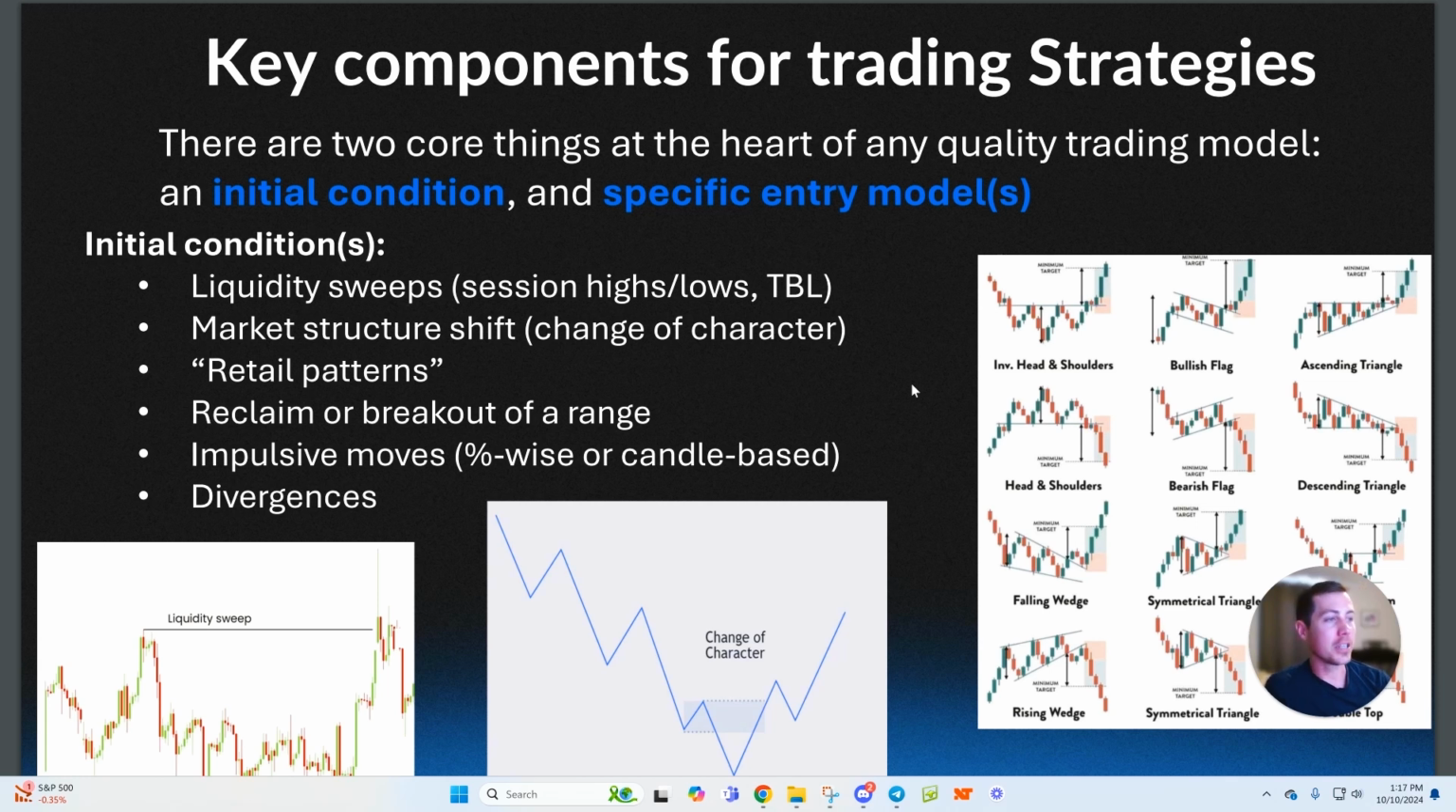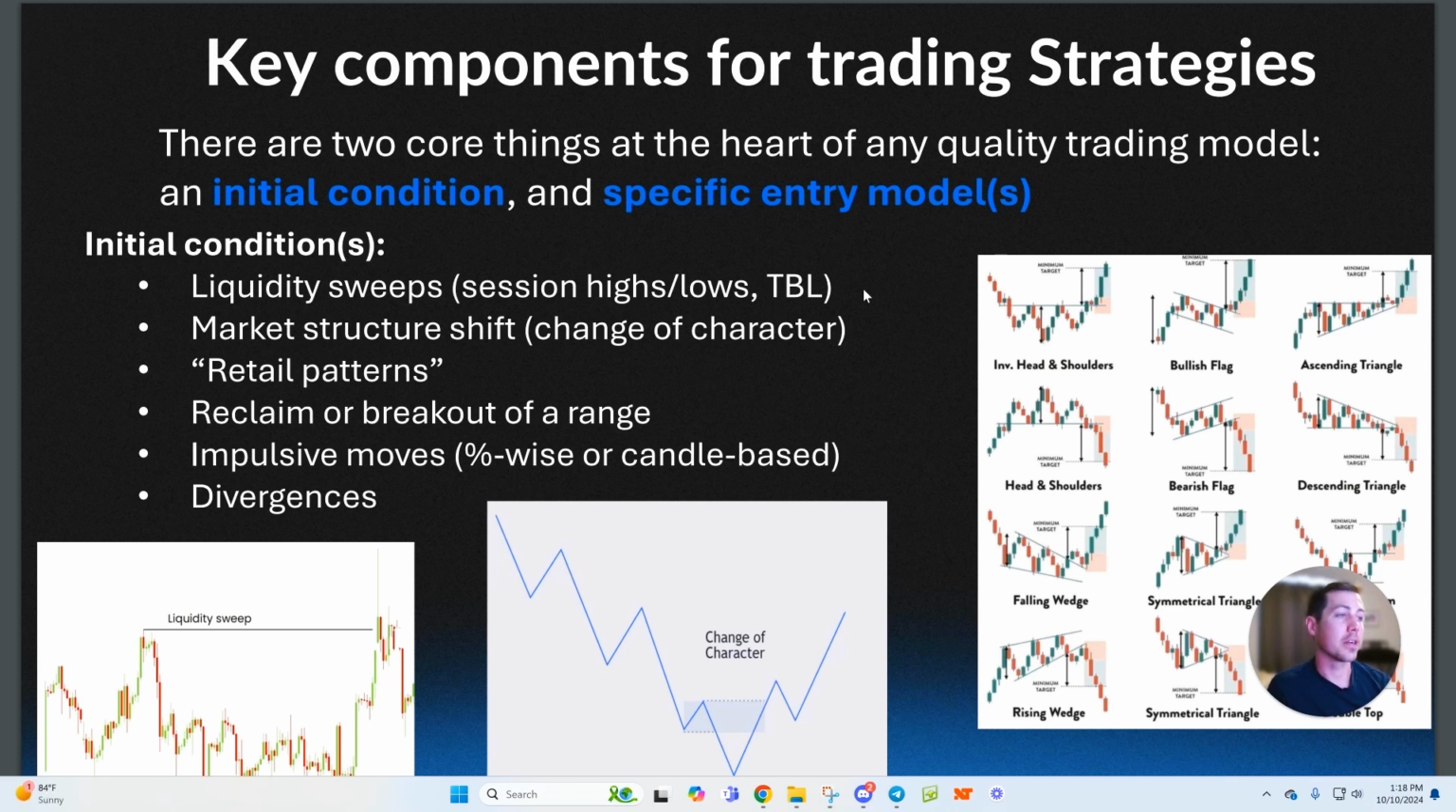So the model I shared with you guys earlier this week was based on rising and falling wedges, and statistically, once price breaks up out of a rising or falling wedge, or down from a rising wedge, it kind of continues in that direction. So that's my initial condition, a retail pattern, I guess, for that model. There's also a lot of other common initial conditions, such as liquidity sweeps, which could be previous Asia or London session highs and lows, time-based liquidity, which is previous daily highs, previous weekly highs, previous monthly highs and lows, all things like that.